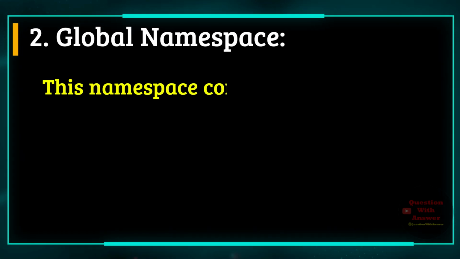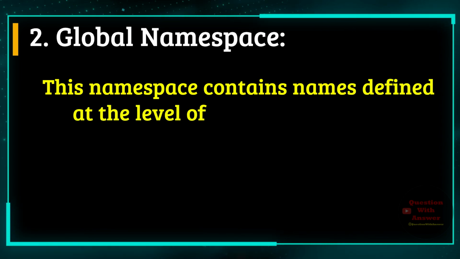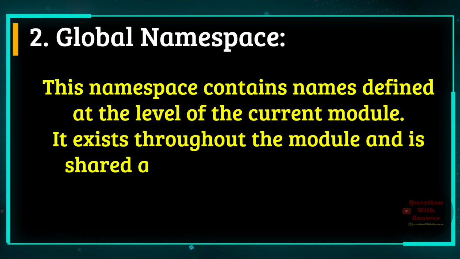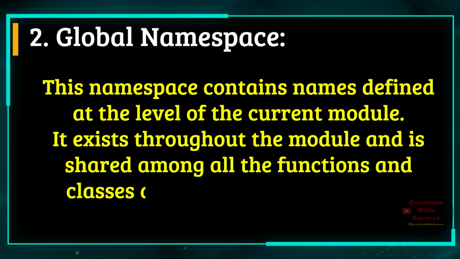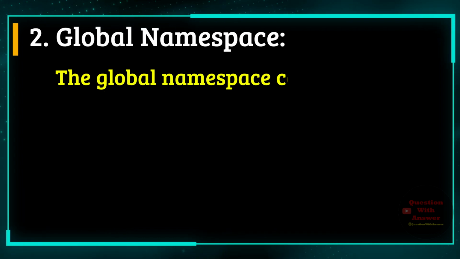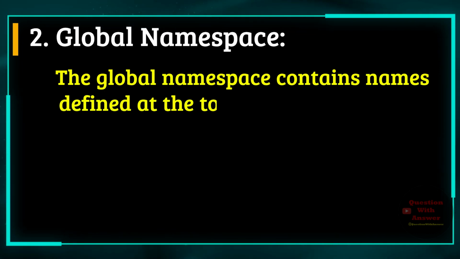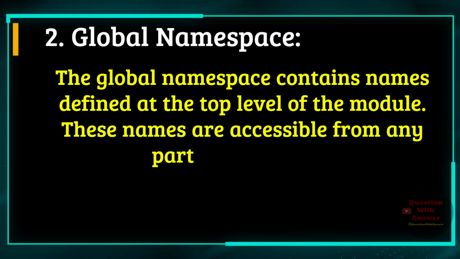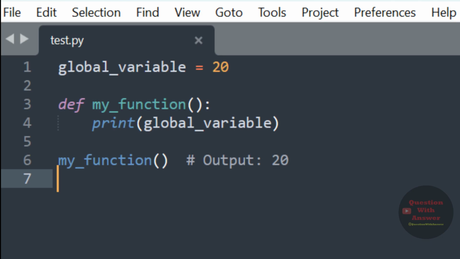2. Global namespace. This namespace contains names defined at the level of the current module. It exists throughout the module and is shared among all the functions and classes defined within that module. The global namespace contains names defined at the top level of the module. These names are accessible from any part of the module. For example, here, global_variable is defined outside any function, making it part of the global namespace of the module.